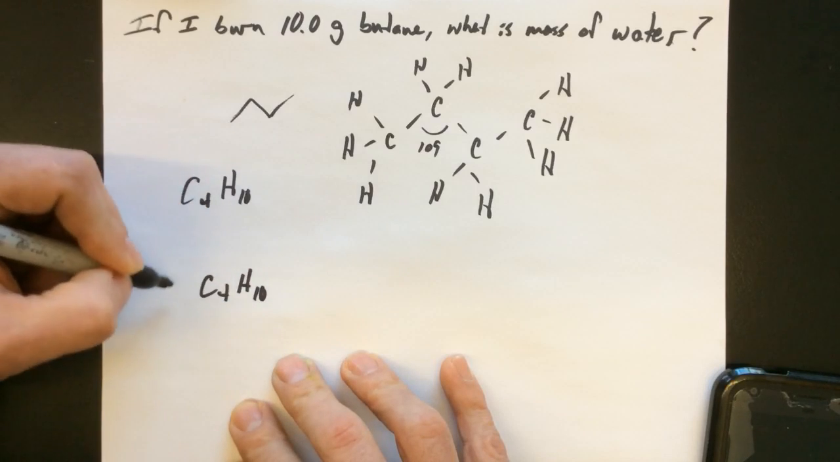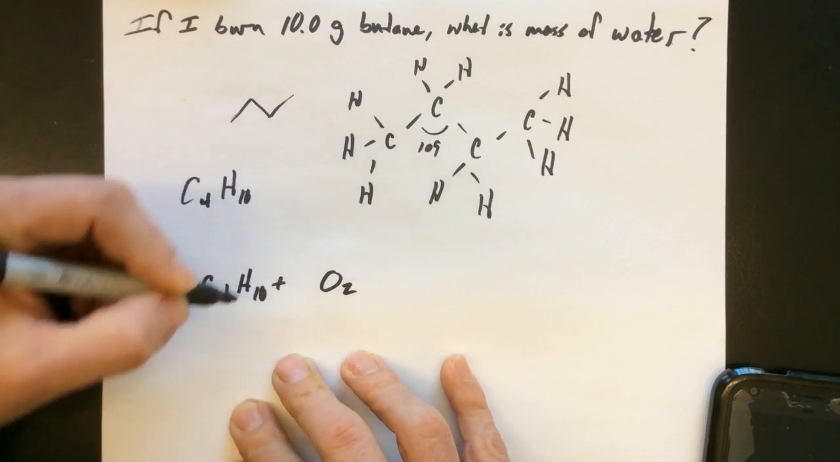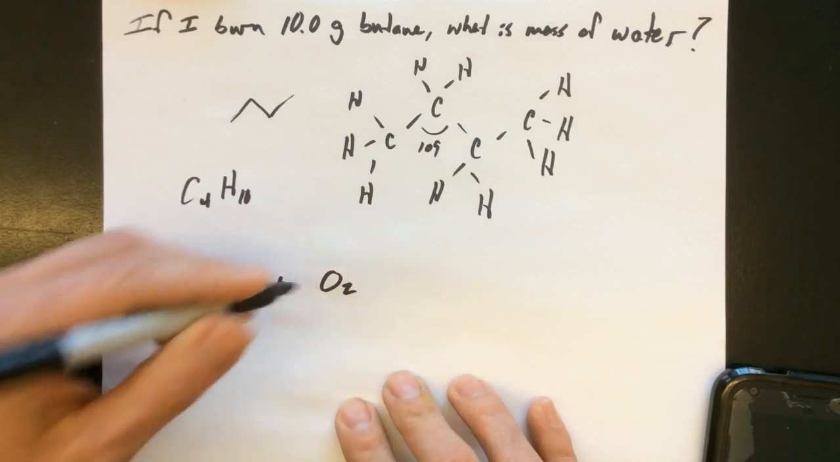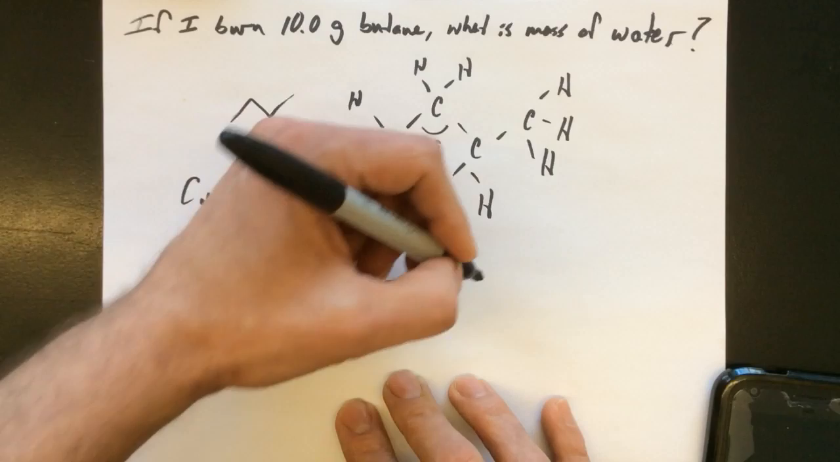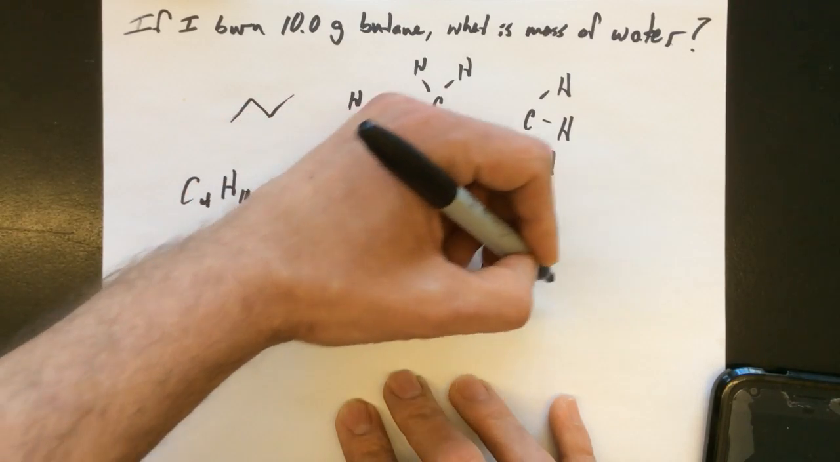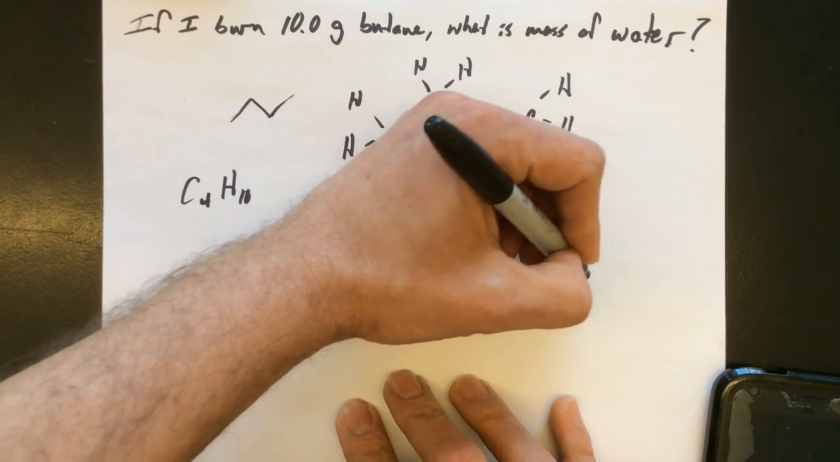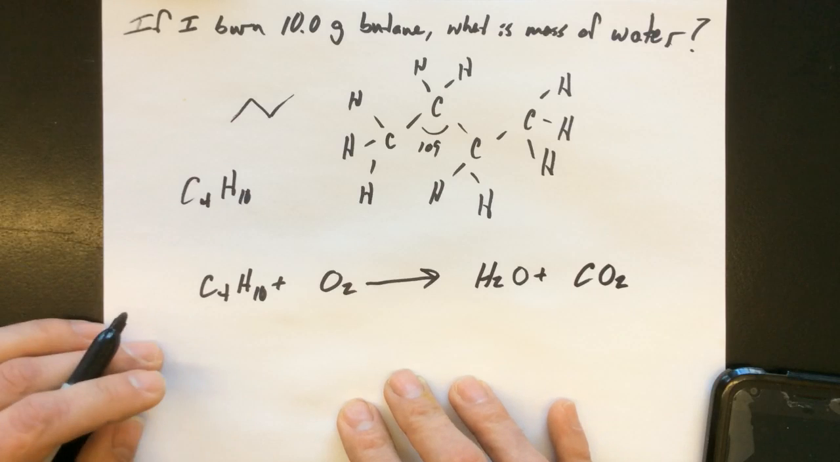C4H10. Notice I've left a little space before it. I'm going to leave a little space. I need O2, oxygen, in order to burn anything. This is a reaction that's going to take place to produce water. I'm going to leave a space again so that I can write a number there. And again, leave a space. It's going to also produce carbon dioxide.